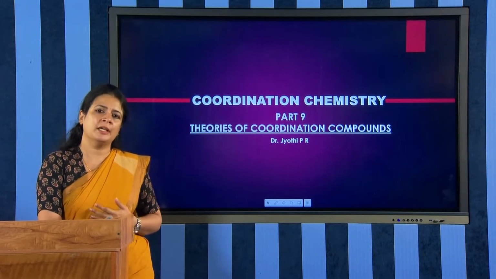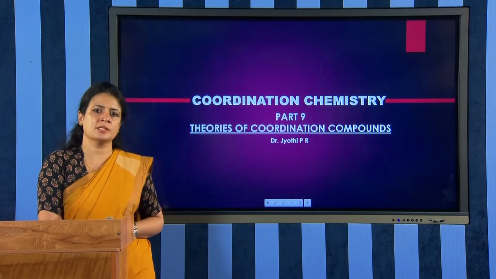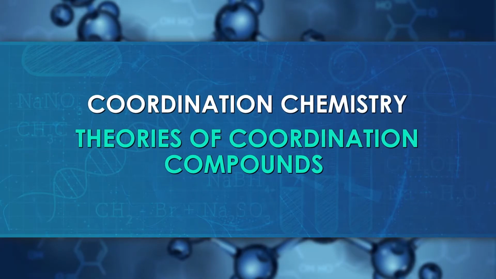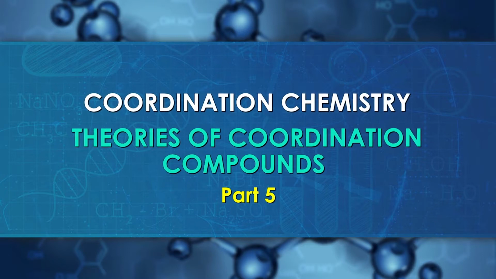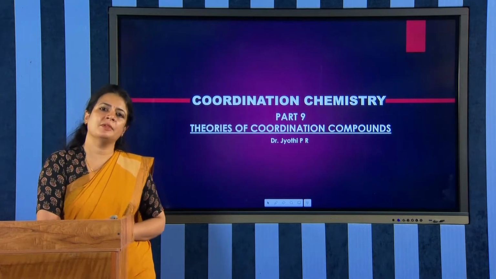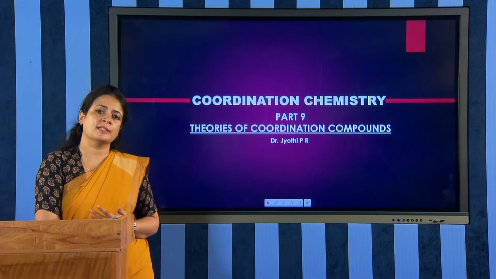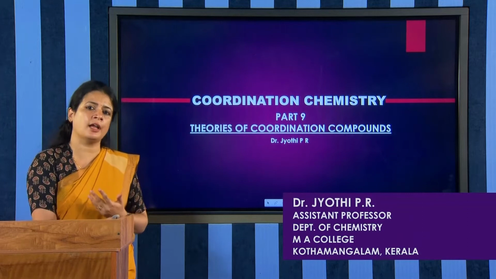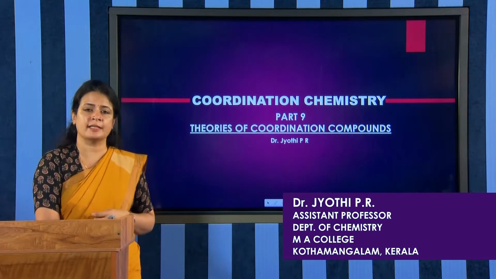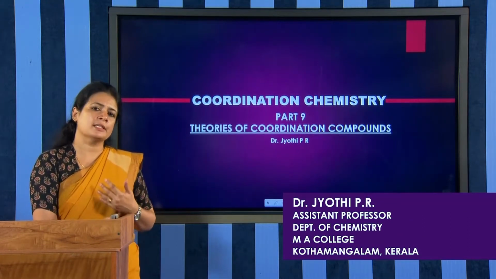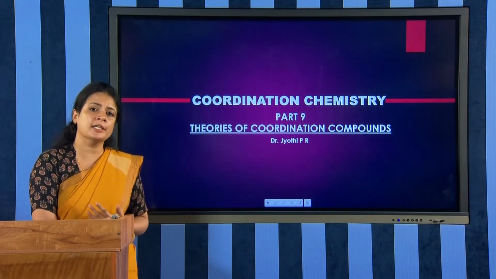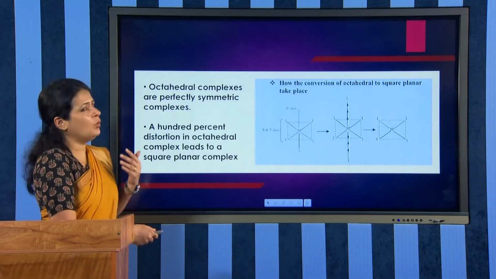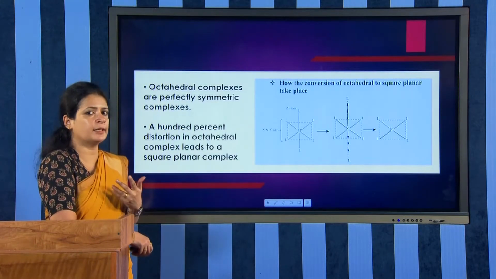In this module, we will be continuing the theories of coordination compounds, particularly Jahn-Teller distortion. In the last class, we were discussing different crystal field splitting in the different fields, that is crystal field splitting in tetrahedral, square planar, tetragonal, etc. And here we are discussing the tetragonal complexes or tetragonal distortion, that is Jahn-Teller distortion, in detail, and how we are getting the tetragonal complexes.